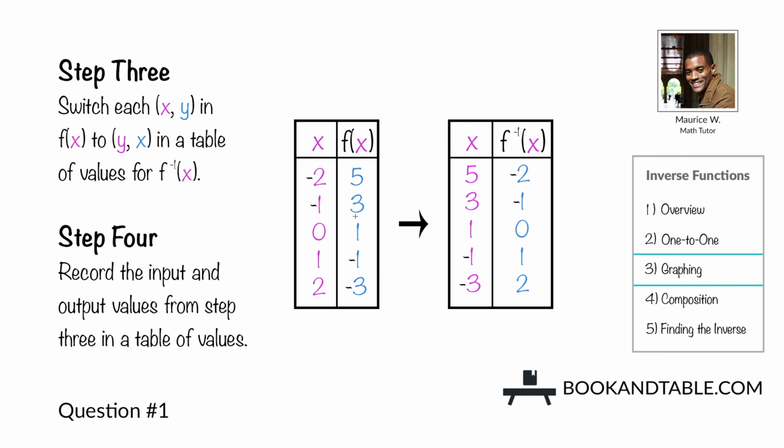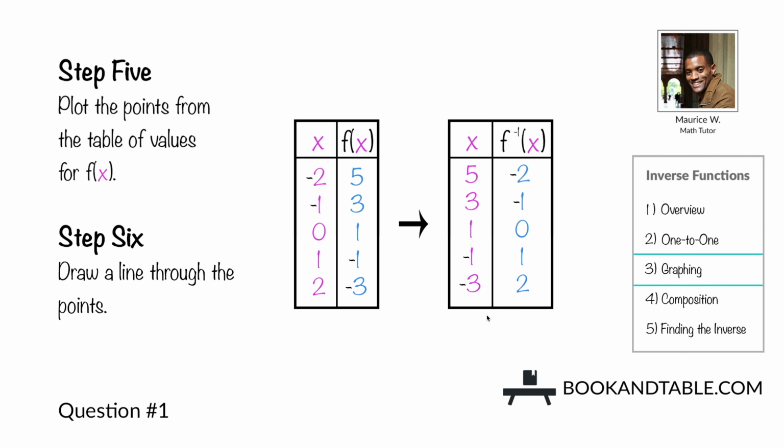Negative 1, positive 3 becomes positive 3, negative 1. 0, 1 becomes 1, 0. Positive 1, negative 1 becomes negative 1, positive 1. And positive 2, negative 3 becomes negative 3, positive 2. And now we have the tables for both functions, so we can begin graphing.